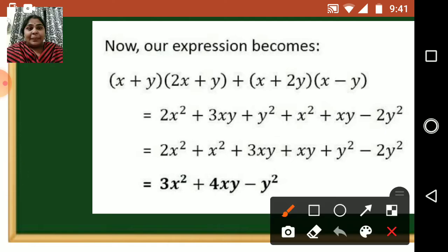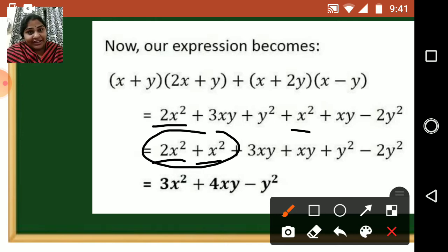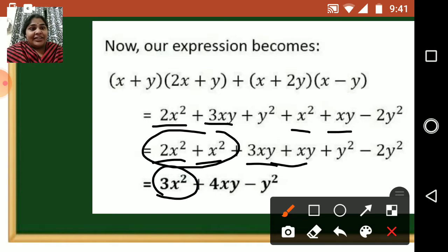So 2x square as it is, okay. Sorry, I'm rearranging the terms first, children. So x square I'll take here because these x square and x square are like terms. So 2 plus 1 is 3x square. Next one, 3xy plus xy is nothing but 4xy.